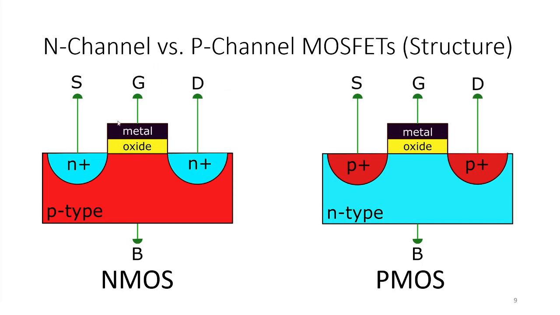So the gate is in the middle, and it is connected to the metal, and the source and drain are connected to the heavily doped terminals here and here, and there's a bulk terminal which is connected in the substrate. For this introductory course, the bulk will be assumed to be connected to the source always, and will not be shown in calculations.